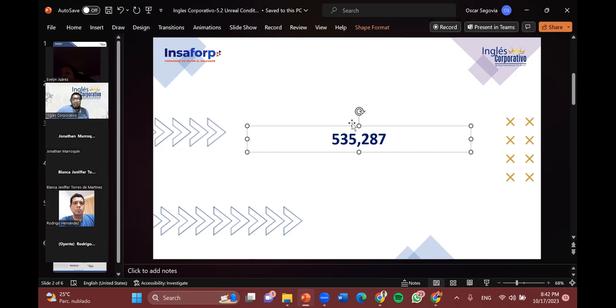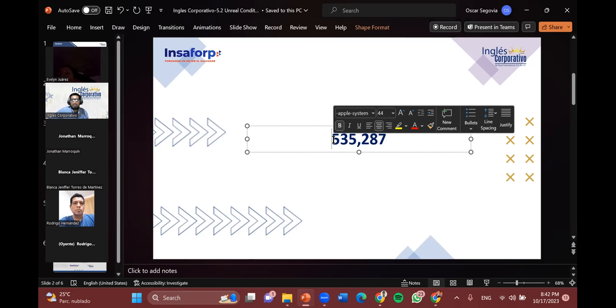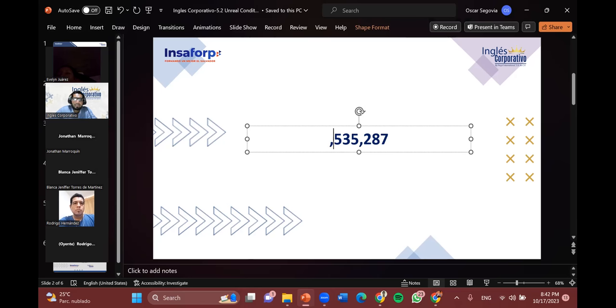Aquí sería 535,287, ¿sí? 535,287. Y más complicado todavía cuando se agregan millones. Digamos aquí, perdón, sería 2,535,000, 287. Eso ya es una complicación mayor incluso. Pero vamos a simplificarlo otra vez, ¿sí? Vamos a hacer un poco sencillo y veamos.